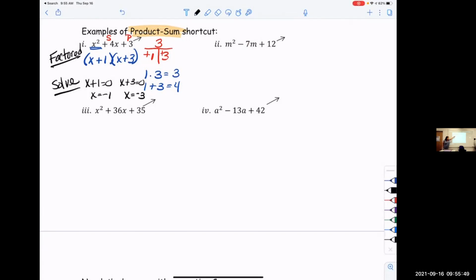Factored, leave it in parentheses. Solve, take it on down and find the answer. Make sure that you read the directions so that you don't solve everything, because that's what people do. They solve everything. And sometimes they don't need you to solve. They just say factor, and then you would stop. All right, let's do it.